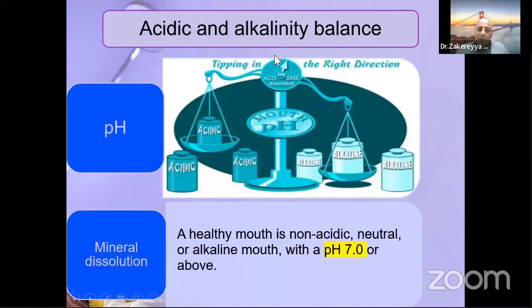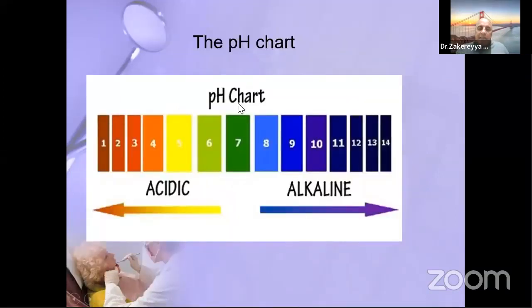How does all this happen? I showed you here something like a scale. On the right there is alkaline and on the left there is acid, and this depends on the pH. A healthy mouth is non-acidic, neutral. How neutral? The pH is 7 or above. If it is 7 we call it neutral. Above 7 we call it alkaline and lower than 7 we call it acidic. Now, when it goes towards the acidic environment, you expect there is going to be mineral dissolution. If it goes towards the alkaline side, then there might be remineralization of the tooth. Mineral will deposit on the tooth surface. Here is the pH chart.